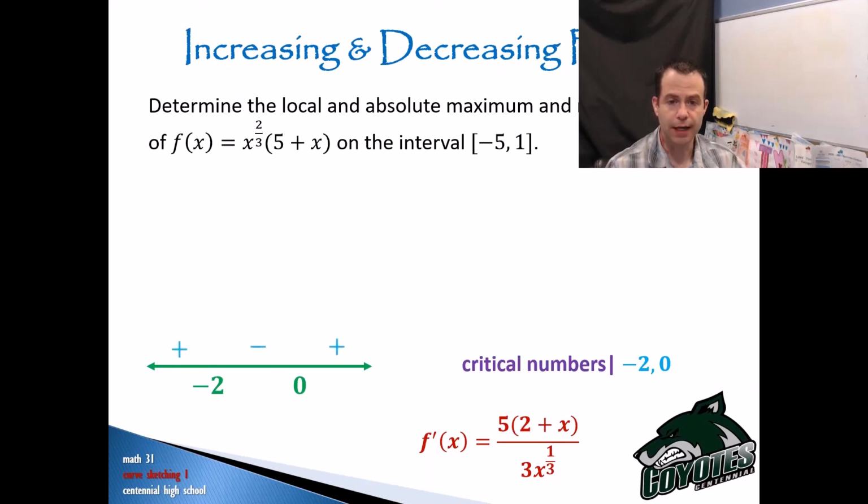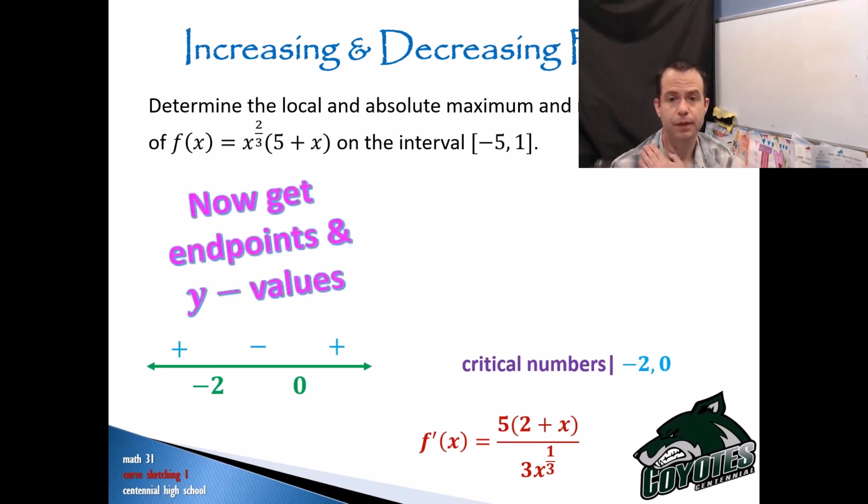When I do that, I get positive left of -2, negative between -2 and 0, and positive after 0. So this function will be increasing from -infinity to -2, in union with 0 to infinity, and decreasing from -2 to 0. Now I want to get the endpoints and the y values. I need the y value that goes with -2, the y value that goes with 0, the y value that goes with -5, and the y value that goes with 1.